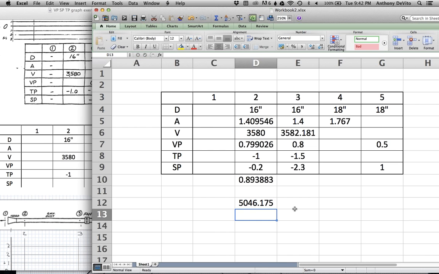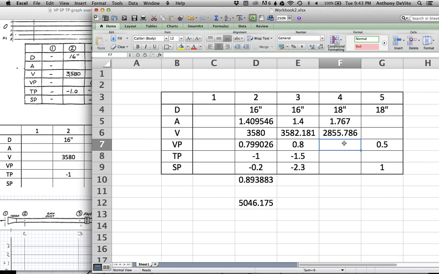Q is 5,000. So now I want to find out what the velocity is here. I know the cross-sectional area of the ductwork, and I know Q. So I know Q and A, and I want to find V. V is going to be equal to Q over A. The volume has got to be the same, divided by the cross-sectional area of the ductwork, which is 1.767. So the velocity now is 2,558. Why is the velocity lower? Because the cross-sectional area is larger.